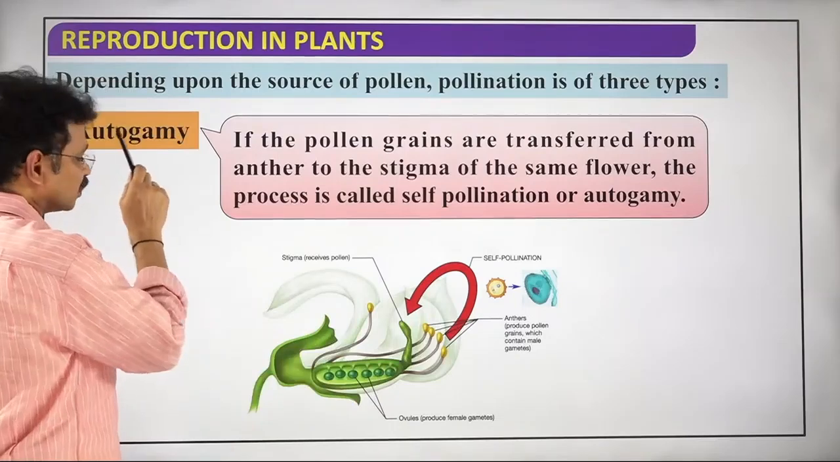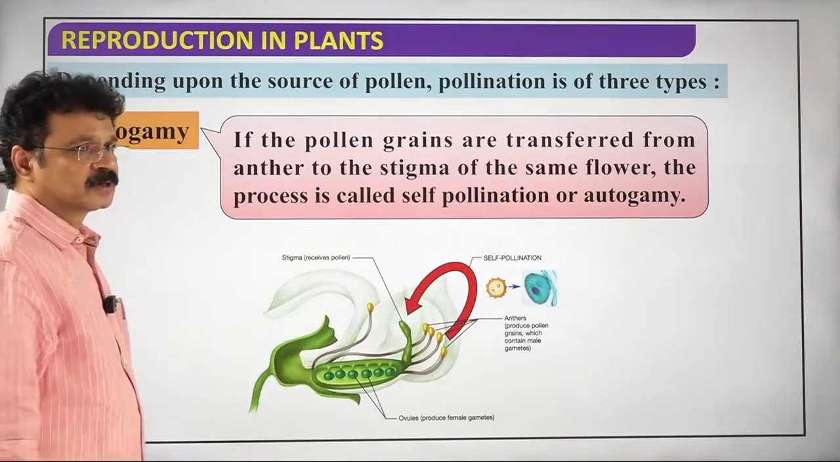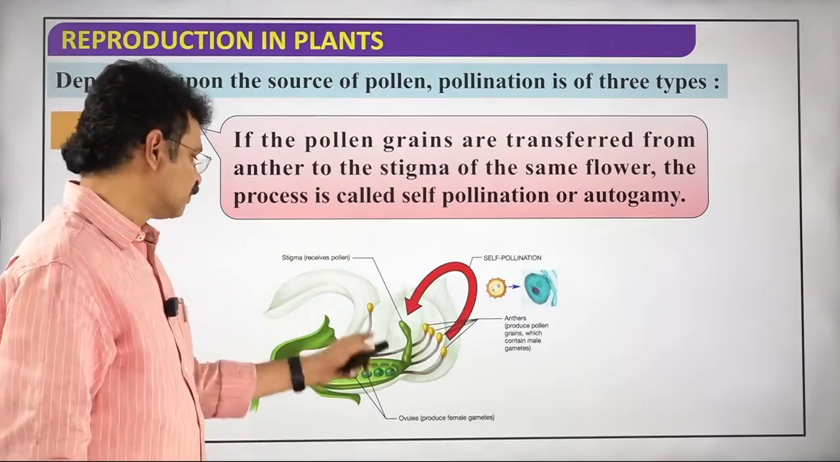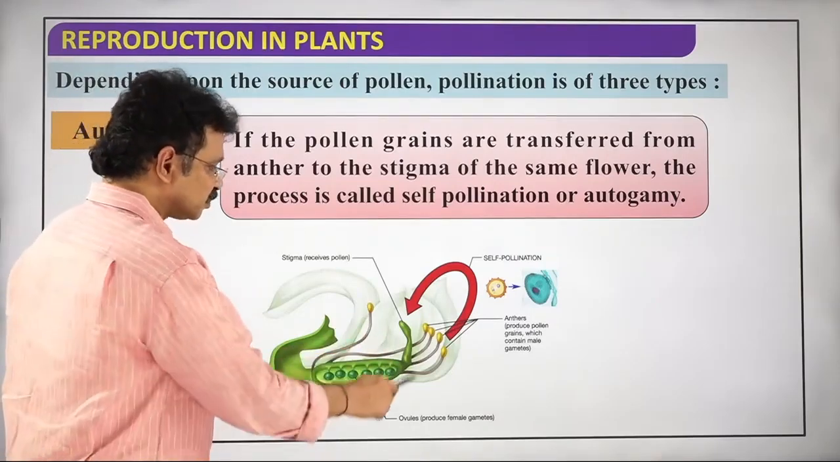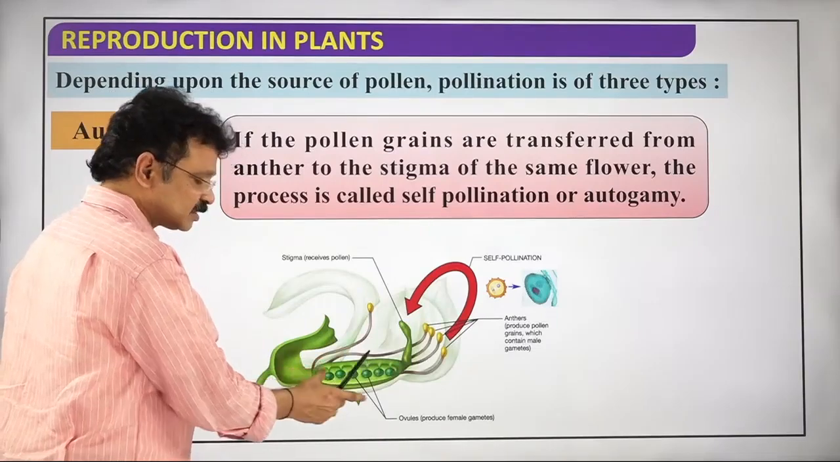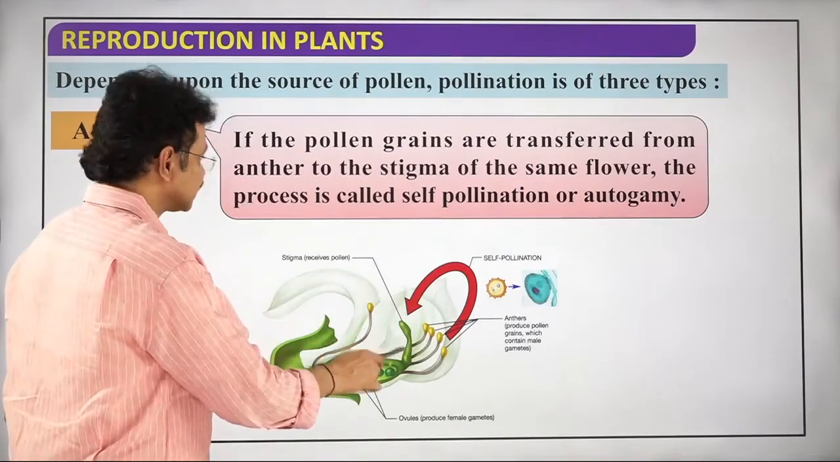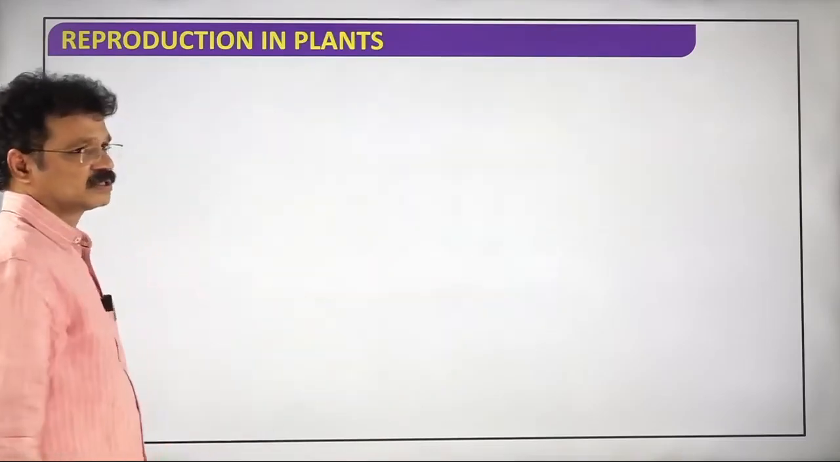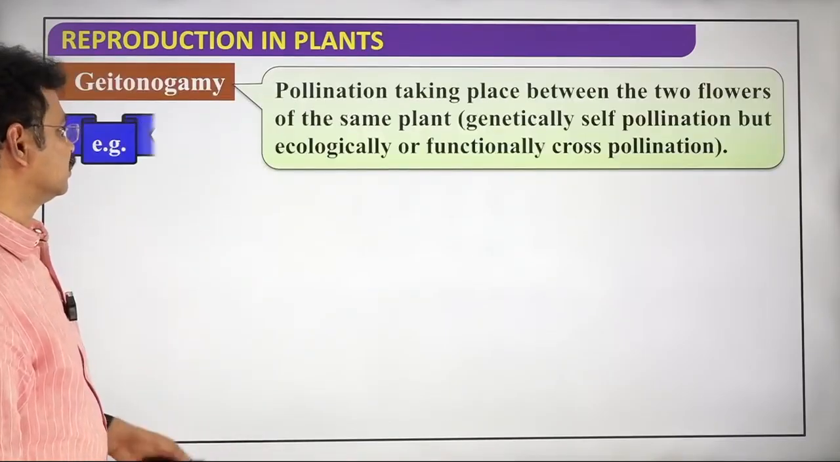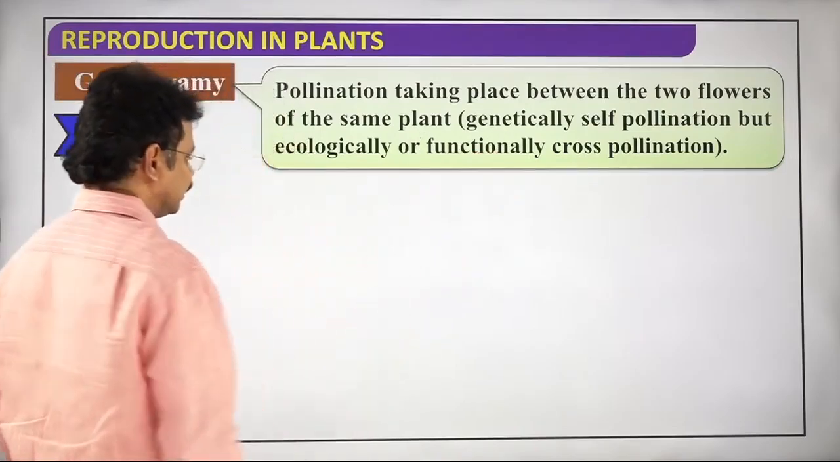For autogamy to be possible, the flower should be bisexual. This is another technical point. If both male organs, stamens, and female organs, carpels, are present in a single flower, such flowers are called bisexual. That bisexuality is essential for autogamy or self-pollination. Next, geitonogamy: pollination between two flowers of the same plant.